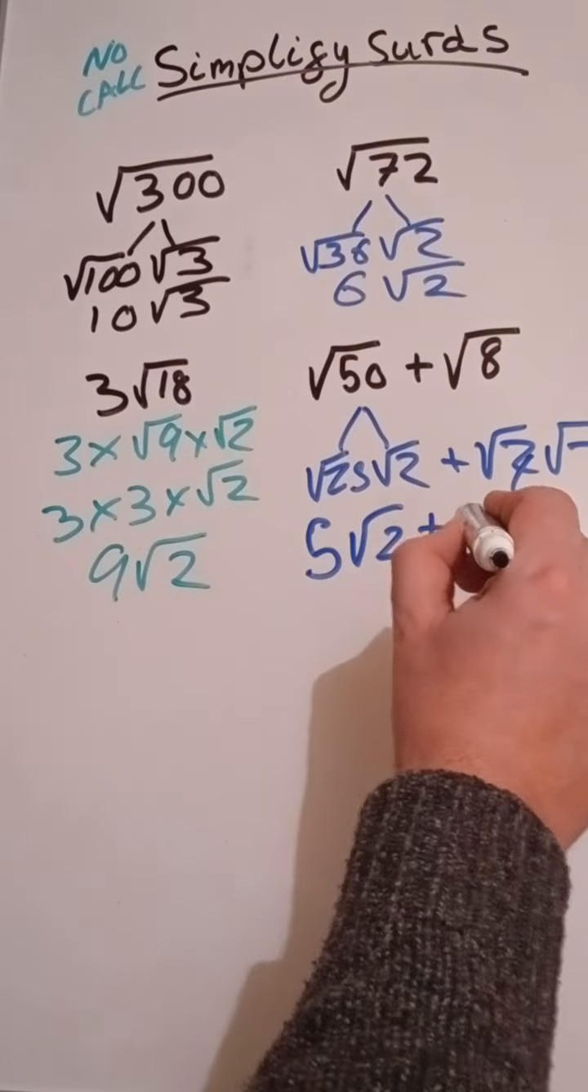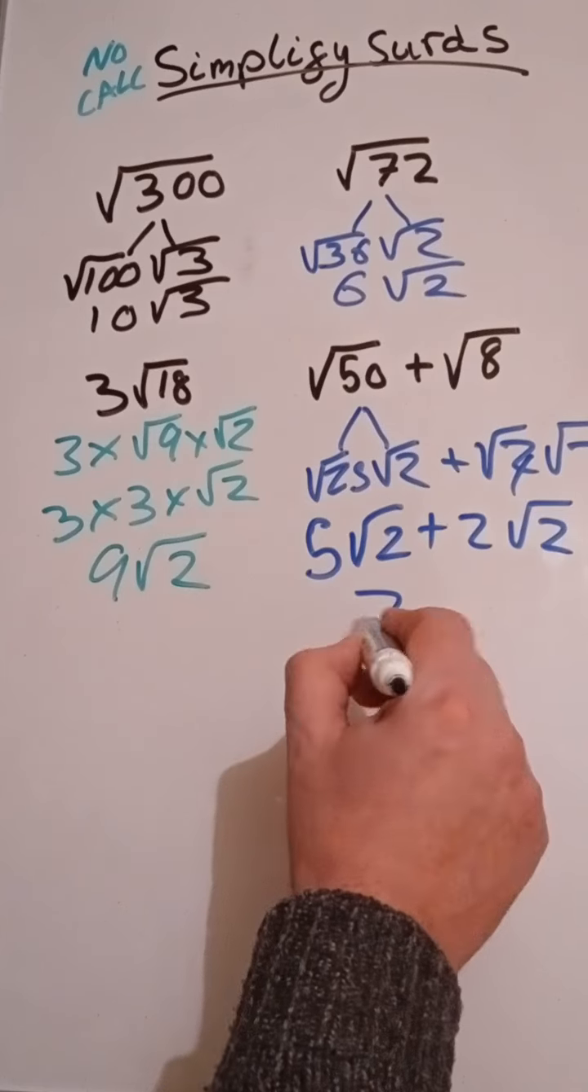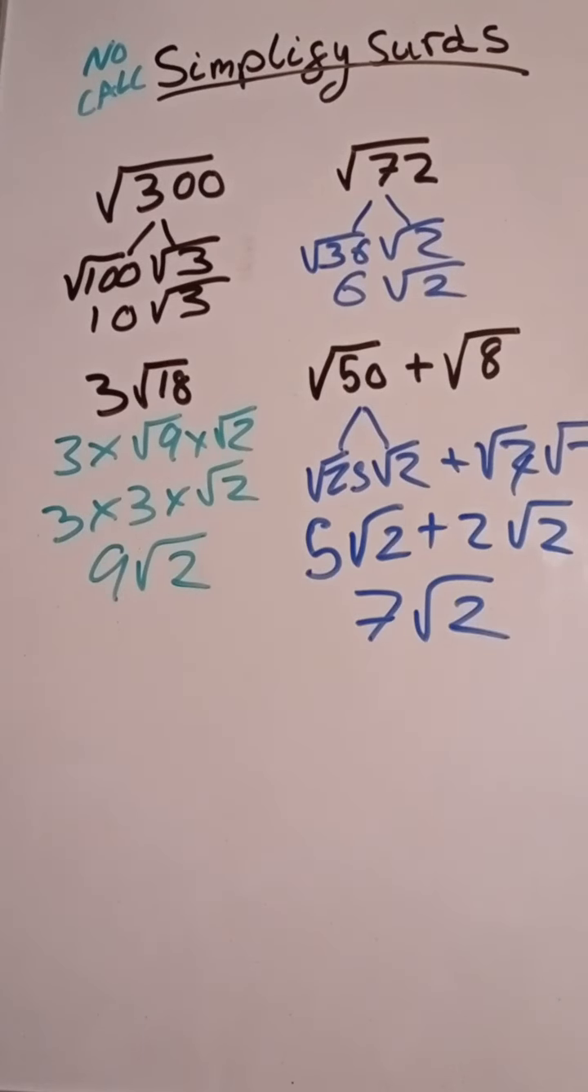Square root of 4, that's 2. So I've got 2 root 2. And 5 add 2, that's 7. So I've got 7 root 2.